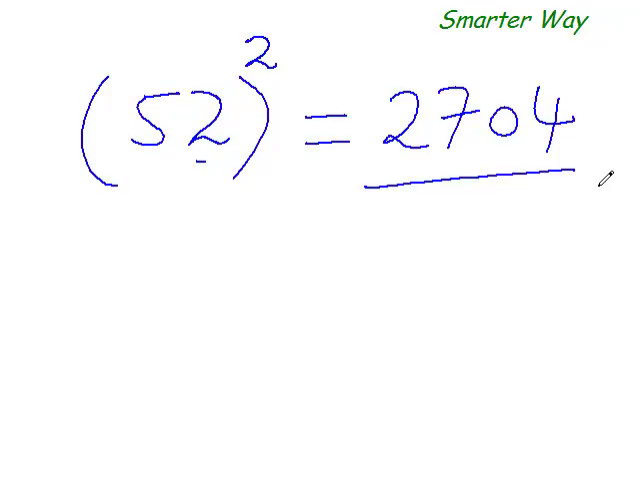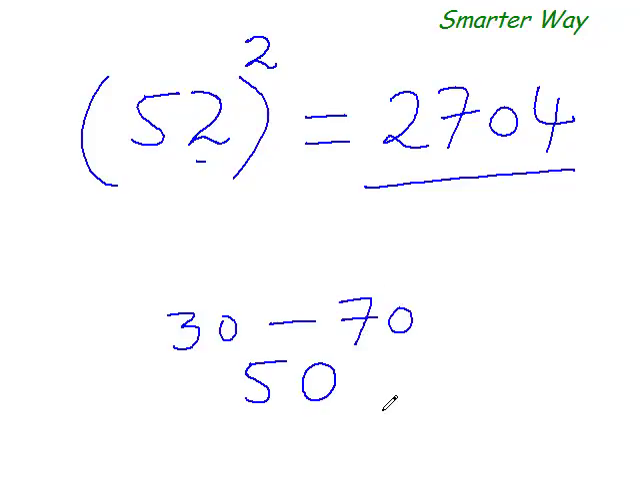Okay, so let me just explain it to you in a more detailed manner. So basically what I have done, in order to find the squares of any number that is close to 50, how close? In this range, 30 to 70. All we need to do is find out how much more or less than 50 that number is. That is the distance of that number from 50. So 52 is 2 more than 50.